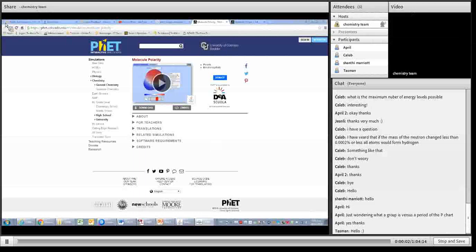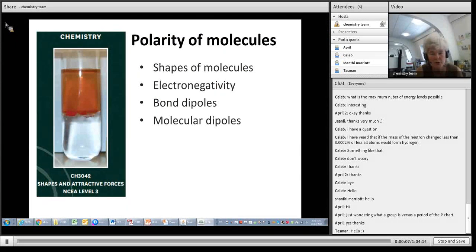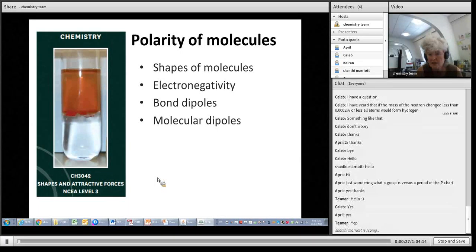Right, hello everybody. What I thought of doing today is focusing on shapes of molecules and polarity of molecules. So you do need to know how to do Lewis diagrams or Lewis structures for this. Do you know what I mean when I say a Lewis structure? Yep, great. And if you don't know, don't let yourself be sidelined, because I'd rather make sure that you know how to do it.